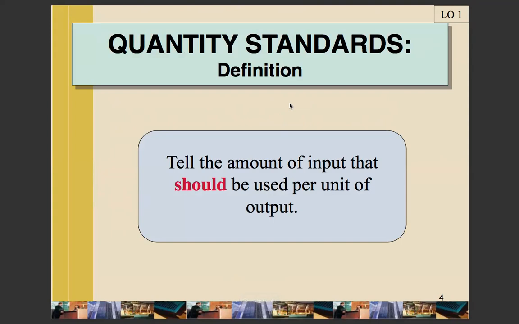Okay, let's start. In this chapter, in order to achieve the first objective, we have to know how the unit standards are set, and why the standard costing systems are adopted and used.